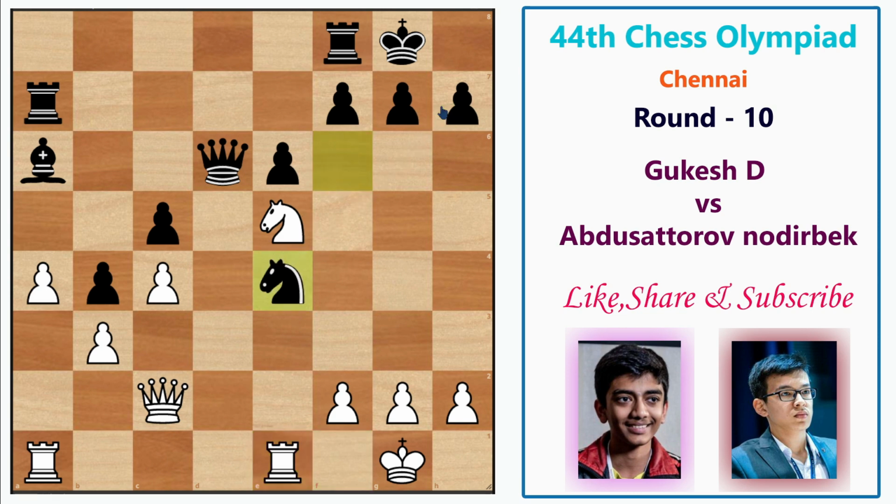So he plays the move knight takes e4, removing the strong bishop. Queen takes e4, and after this move, he plays rook to d8 here.